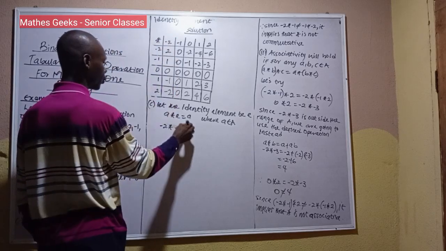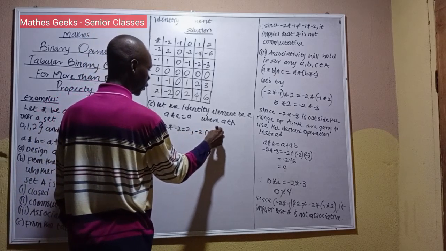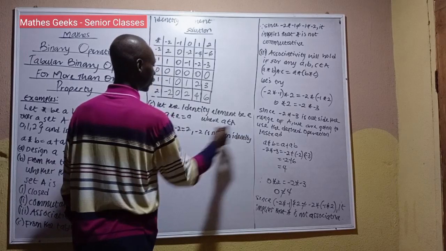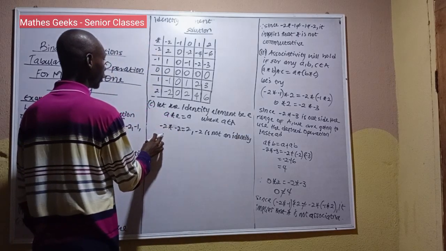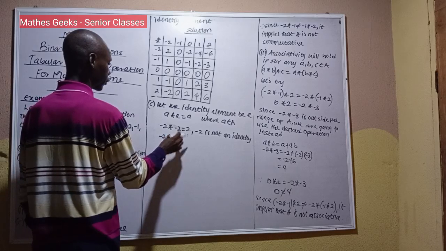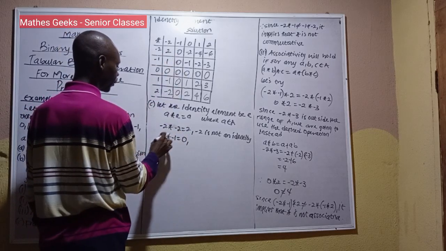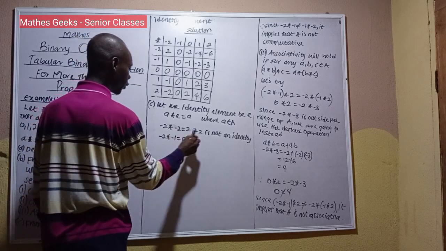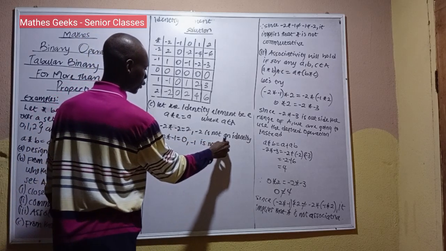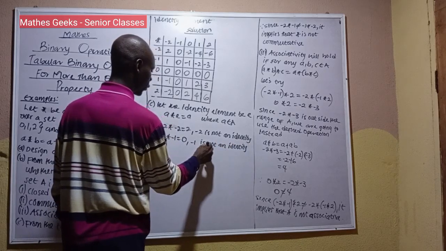-2 star -2 is 2. So what is the implication? -2 is not an identity. Next one is -2 star -1. Now it's 0. So since we didn't get -2 back, -1 is also not an identity element.